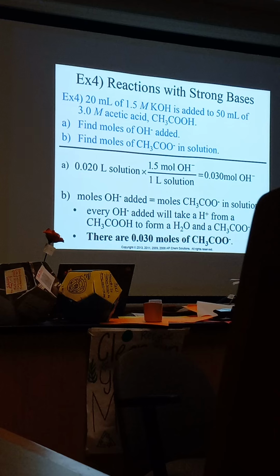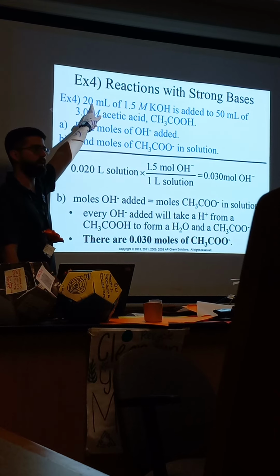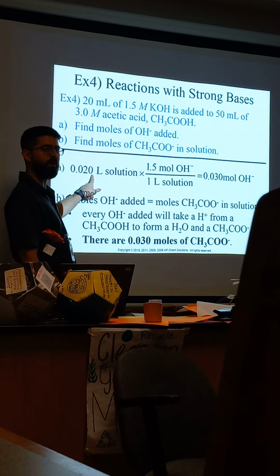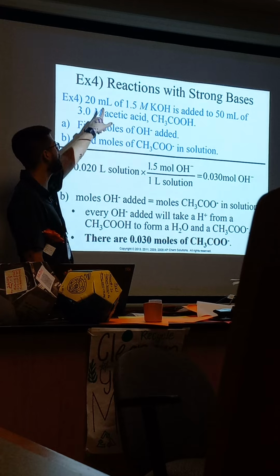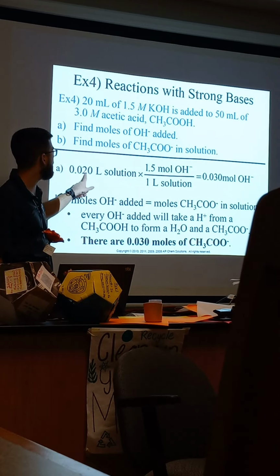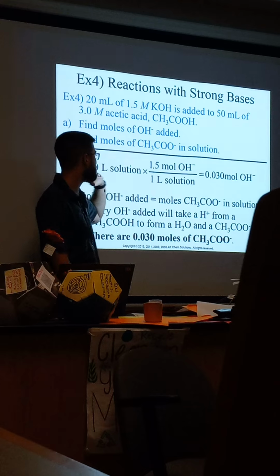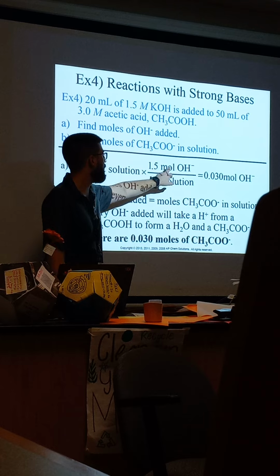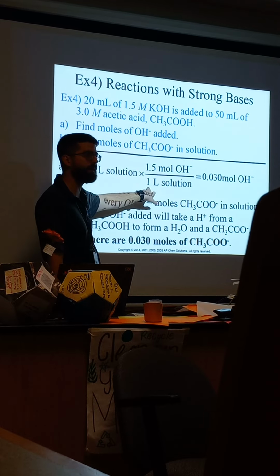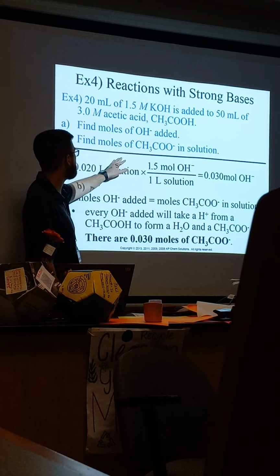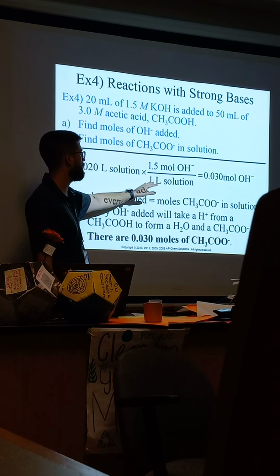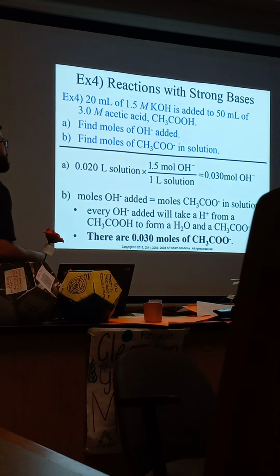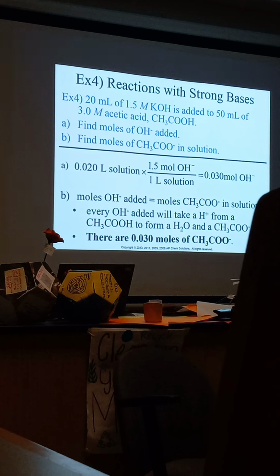So guys, first off, what do we have to convert the 20 milliliters into? Liters. And how do we do that, Ryan? By dividing by what to get from milliliters to liters? 1,000. That gives us 0.020 liters times, and remember, molarity is the same thing as the number of moles over 1 liter. What is this going to let us do? Cancel out the liters. So 0.02 times 1.5 gives us 0.030 moles of OH.